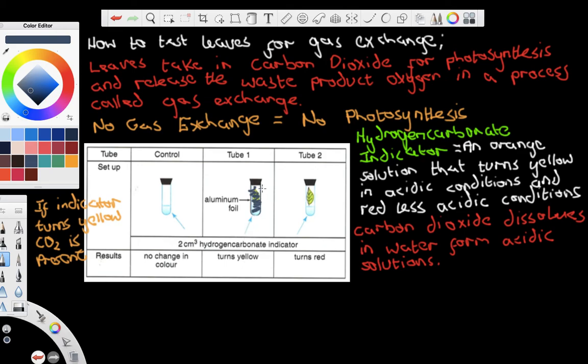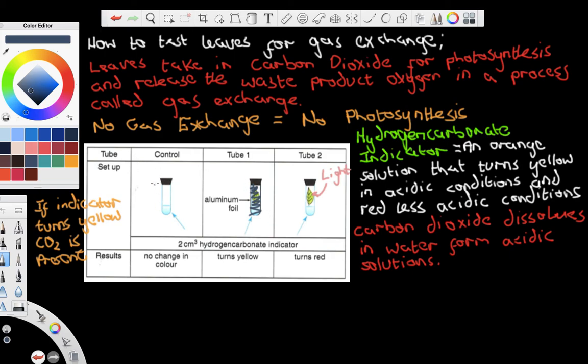The solution turns yellow because the carbon dioxide is not being absorbed by the leaf. However, in test tube 2, where there is no aluminium foil, light can get to the leaf. So we've got light hitting the leaf. The leaf is then carrying out photosynthesis by absorbing the carbon dioxide in the test tube, and it turns red because there is no carbon dioxide for the hydrogen carbonate to absorb. Whereas in the aluminium foil one, no light is getting to the leaf, therefore the leaf is not absorbing any carbon dioxide, and therefore the solution is absorbing the carbon dioxide and turning yellow.